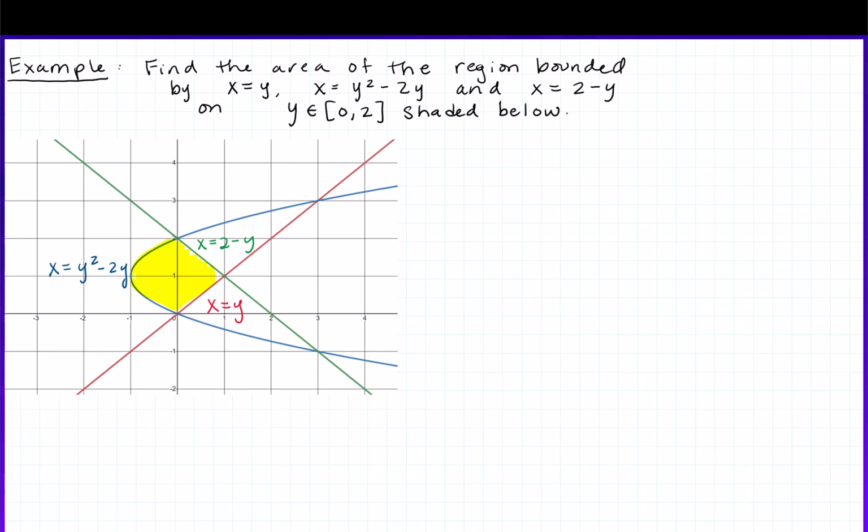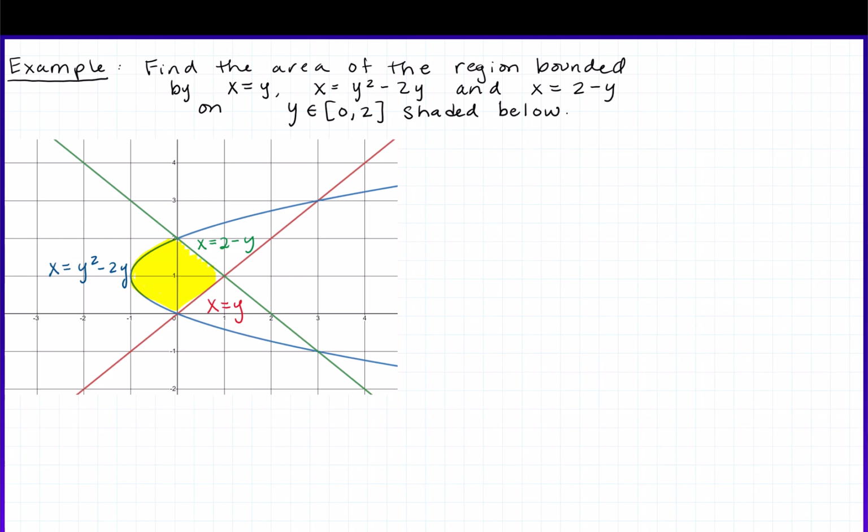Let's take one more look at finding areas of regions bounded by curves. On this particular example, I've grabbed a graph that I had in Desmos, and let's find the area of the region that is highlighted below on this graph. It is bounded by the two lines, x equals y and x equals 2 minus y, and then the parabola x equals y squared minus 2y.